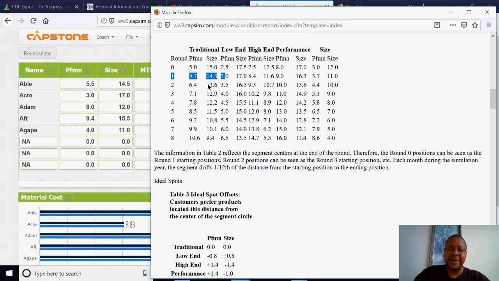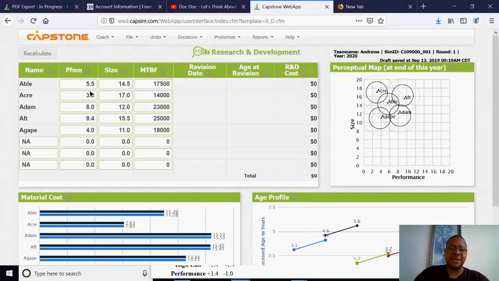So we have the end of round 1 for the low end, 3.0 and 17.0. That's 3.0 minus the performance of negative 0.8, which will be 2.2. And for the size, it'll be 17.0 plus 0.8, which would be 17.8. So 2.2 and 17.8 are our coordinates for the low end. So we'd go here, 2.2, 17.8.